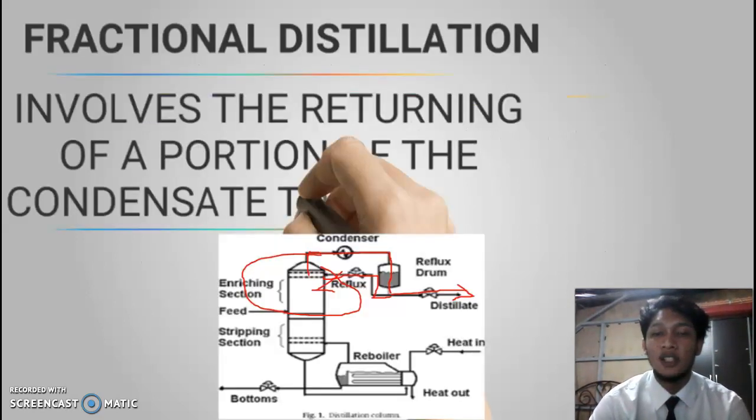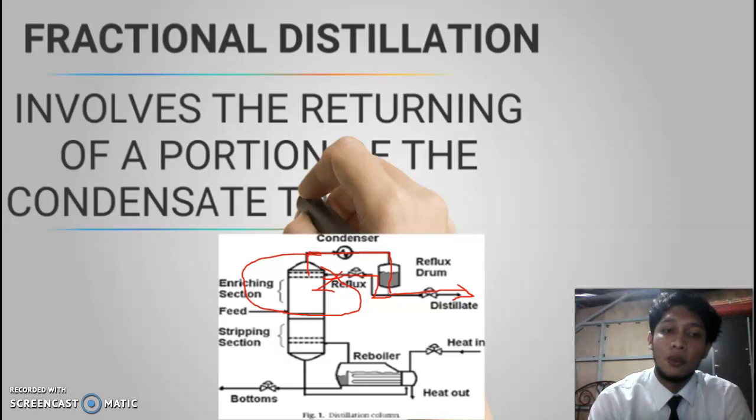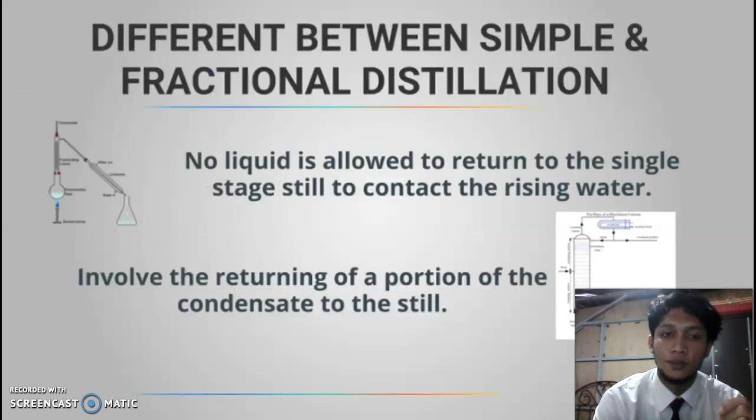So the fractional distillation. What is the fractional distillation? Fractional distillation involves the returning of a portion, which is the distillate, the top product, back to the distillation. The top product will go through a few rounds of the distillation process until we get the perfect ratio of the sample.